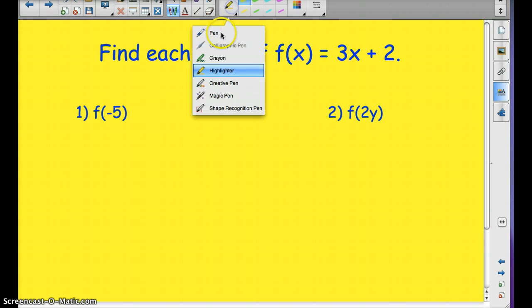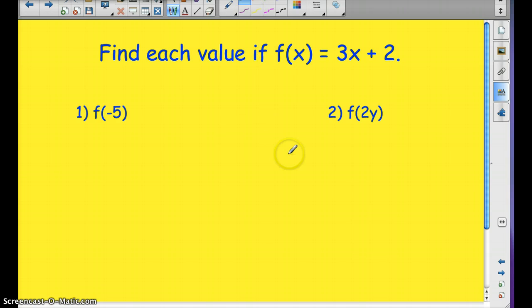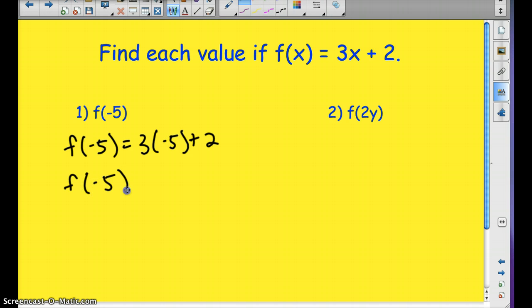So the next part, our next objective, is to evaluate functions. This is function notation. This is called f of x. And this is just to show, instead of using y, what we're plugging in for x. So for example, if we want to find f of -5, we would plug in -5 for x and evaluate. So f of -5 is going to be -15 plus 2. Our answer is -13.